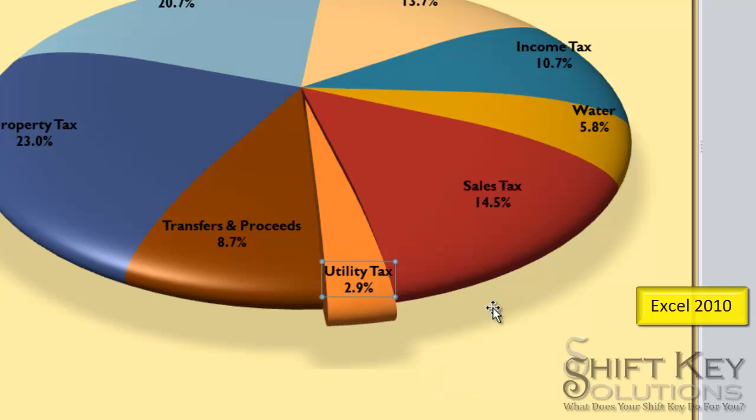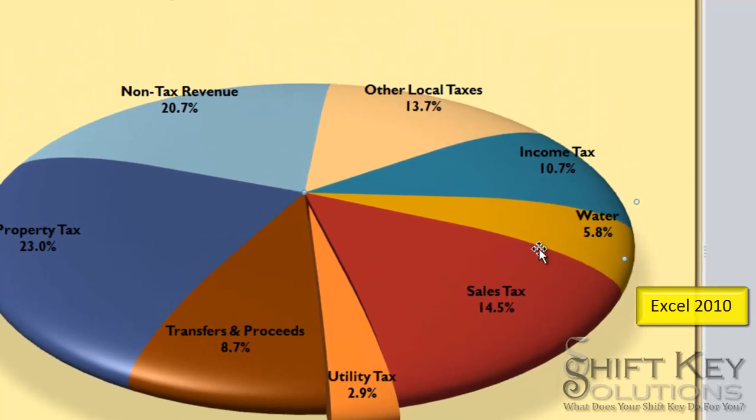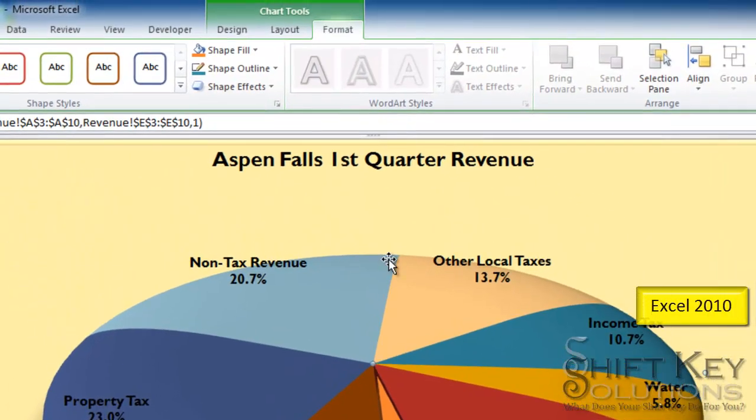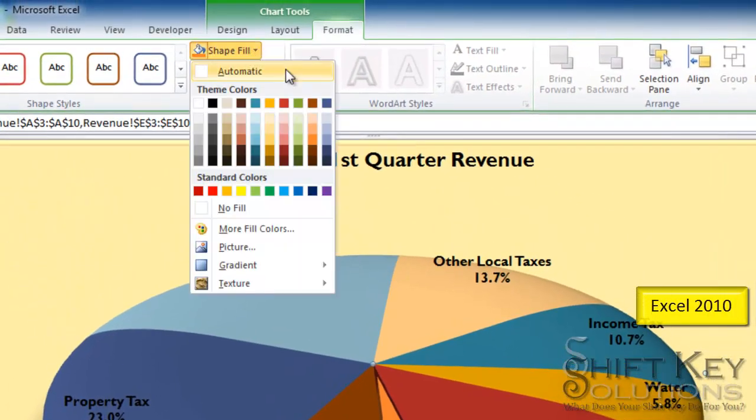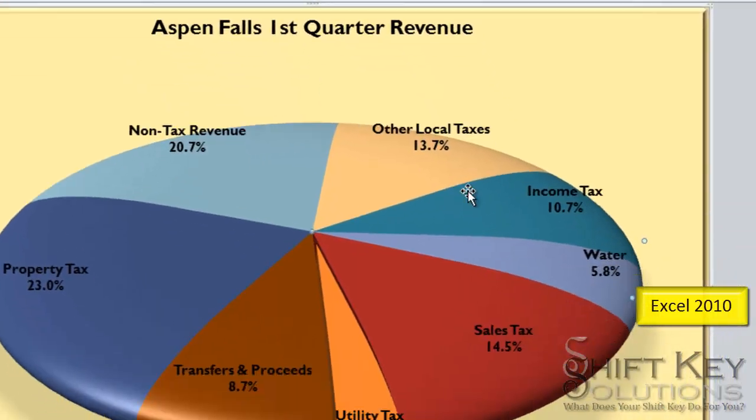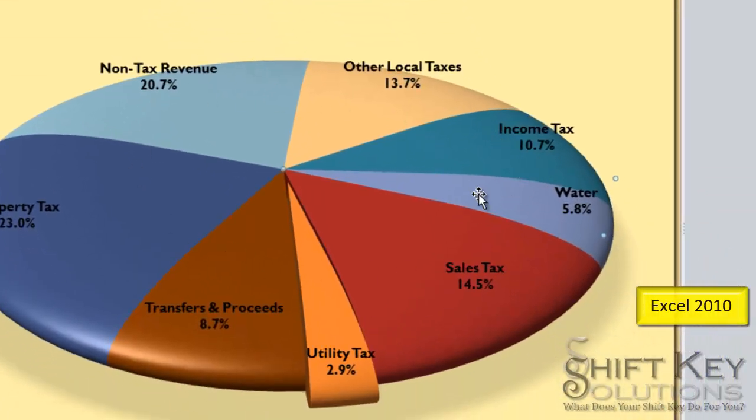From here, let's say we decide to change this color of brown for whatever the reason. I click it one time, they're all selected. I click it one more time, I choose only that slice. With that slice, the water slice selected, come to my Shape Fill color, and let's change this to indigo lighter 40. And now that gives it a little bit of better feel to the chart.